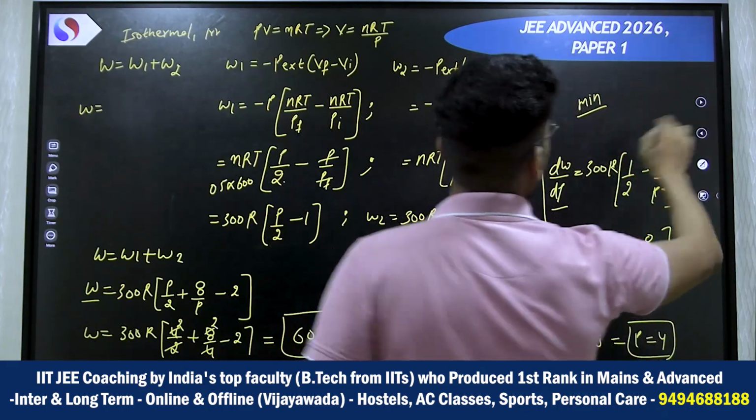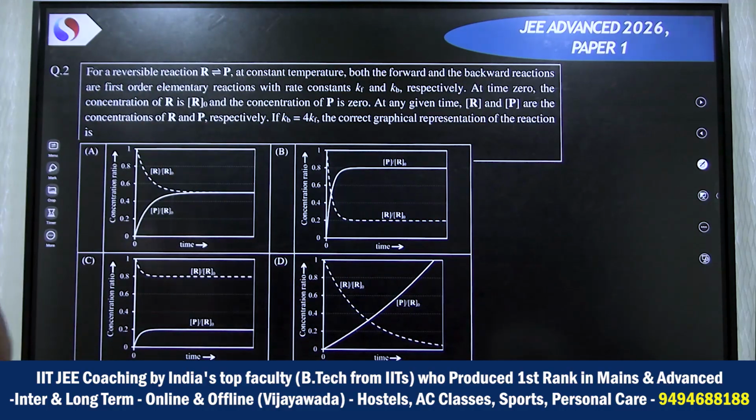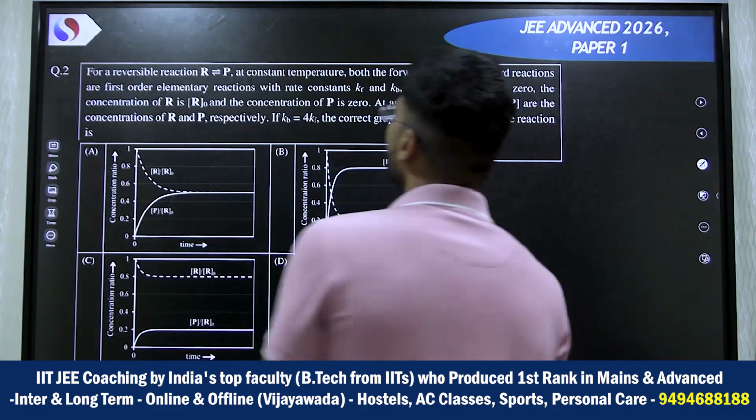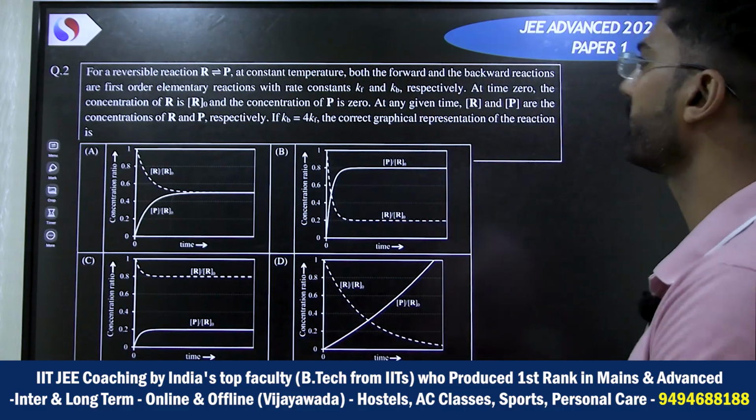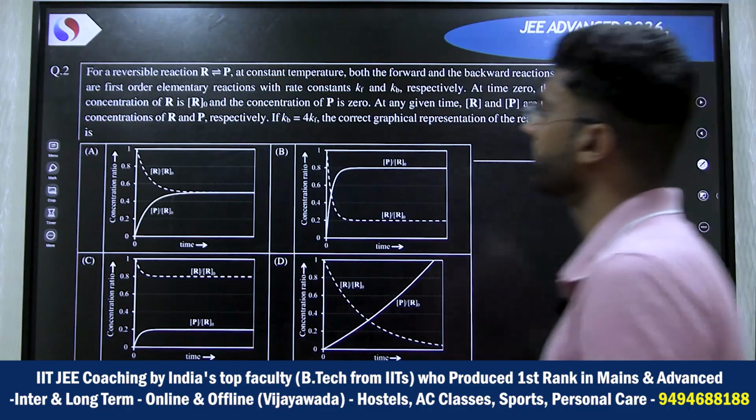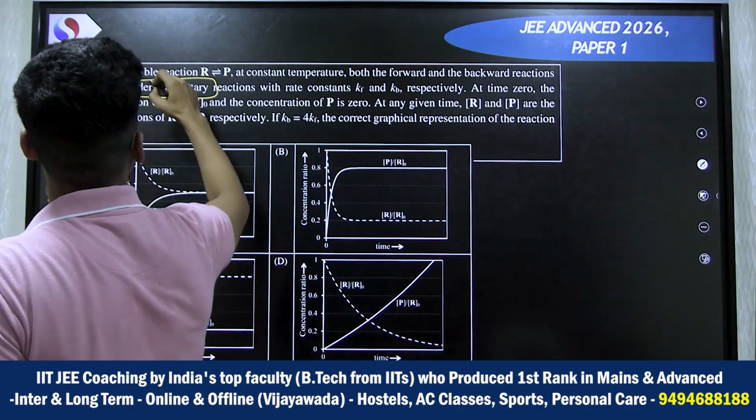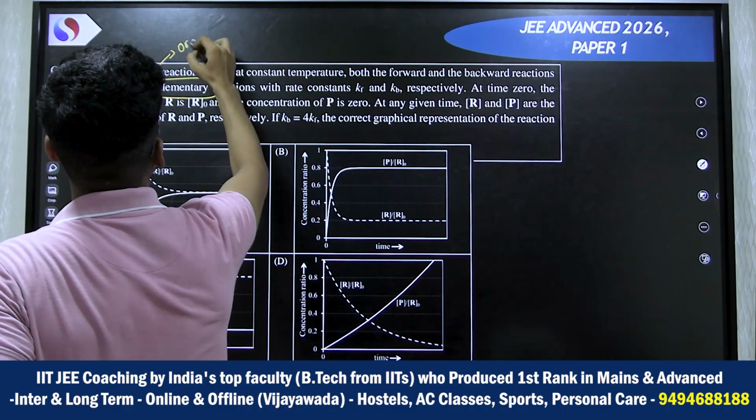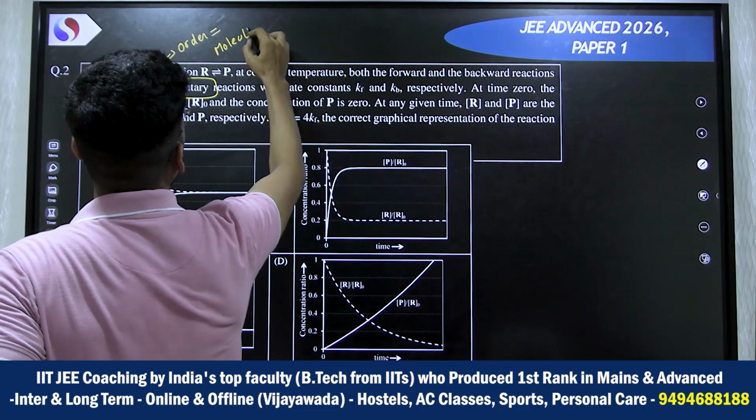Okay, so let's see question number 2. What is given: for the reversible reaction P is in equilibrium with R at constant temperature, both forward and backward reactions are first order elementary reactions. So first order elementary reaction means what? Elementary reaction means the order will be equal to the molecularity.